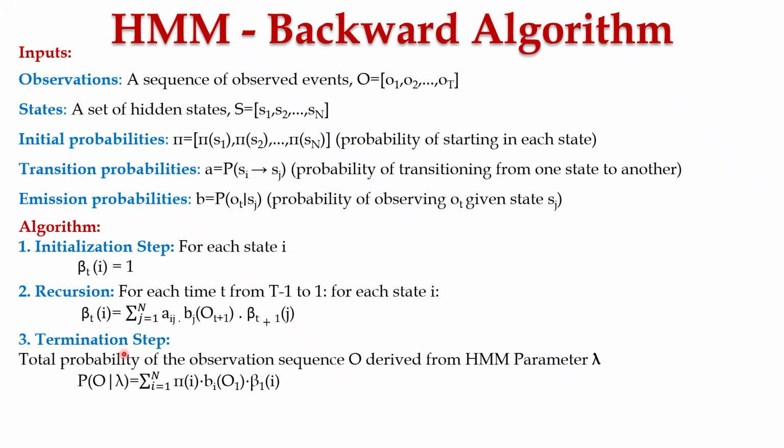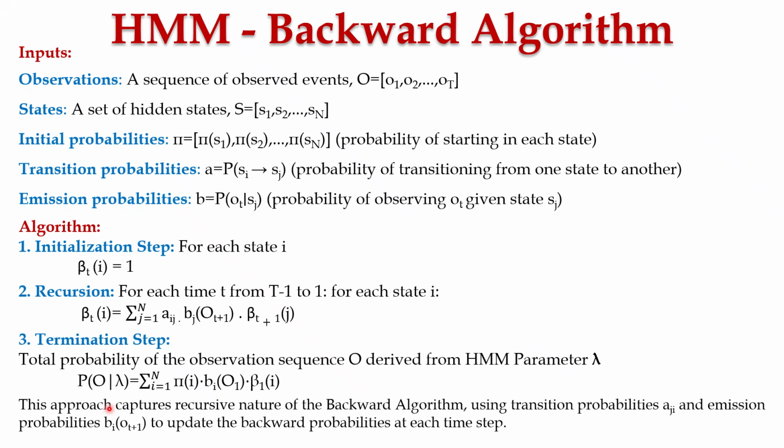Here, the total probability of the observation sequence O is derived from the HMM parameter lambda. That is, the probability of O given lambda is equivalent to the summation of i equal to 1 to n of pi of i into bi of O1 into beta 1 of i. This approach captures the recursive nature of the backward algorithm, using the transition probability aij and the emission probability bi of Ot plus 1 to update the backward probabilities at each time step.